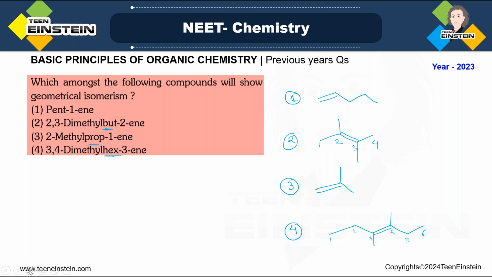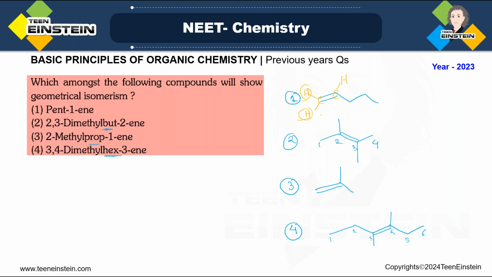Now we will check all the molecules whether geometrical isomerism is possible or not. Here in the first molecule, 2 hydrogens are present, so similar groups are present on this carbon which is part of the double bond. So these 2 carbons are part of the double bond. Here you have 2 similar groups, so no question of choosing which one is higher priority. So how can we get GI?